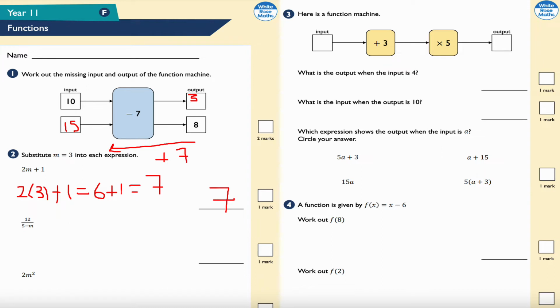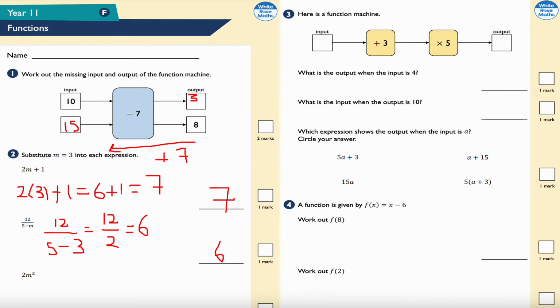The next one, so 12 divided by 5 minus m, or if m is equal to 3, I'll have 5 minus 3 on my denominator. So that's going to lead to 5 take away 3 is 2, so I'll have 12 divided by 2, which is 6, okay? So the answer is equal to 6.